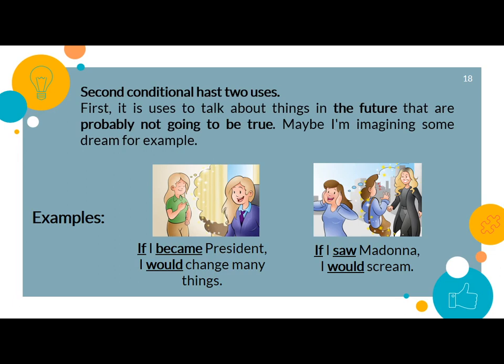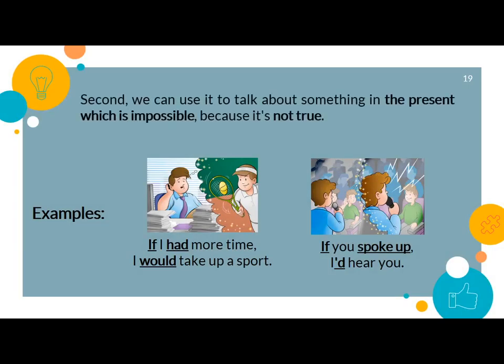Now in the case of the second use, we can use it to talk about something in the present which is impossible because it's not true. Something in the present which is impossible because it's not true. Let's go with the first example. If I have more time, I would take up a sport. If I have more time.